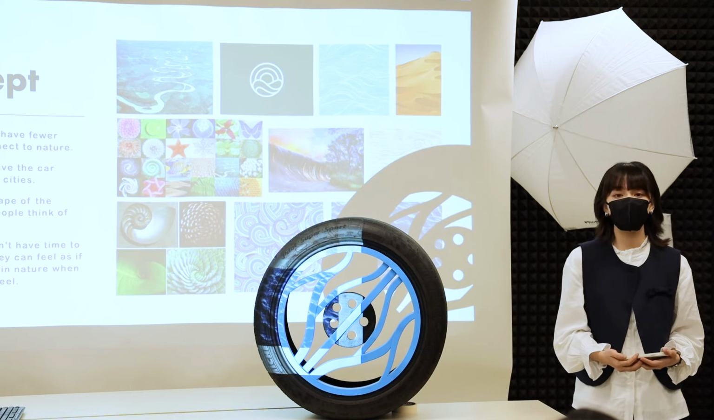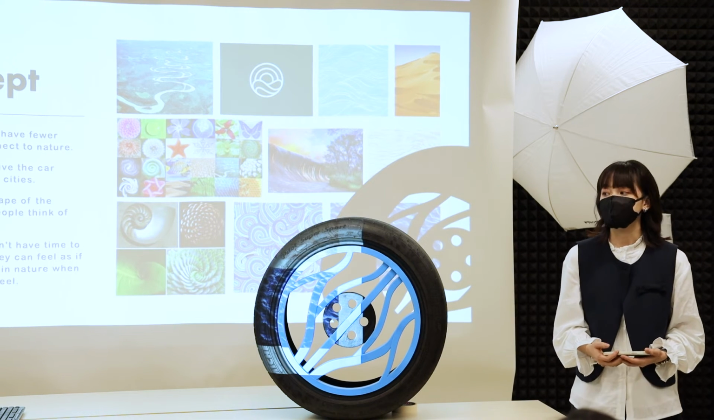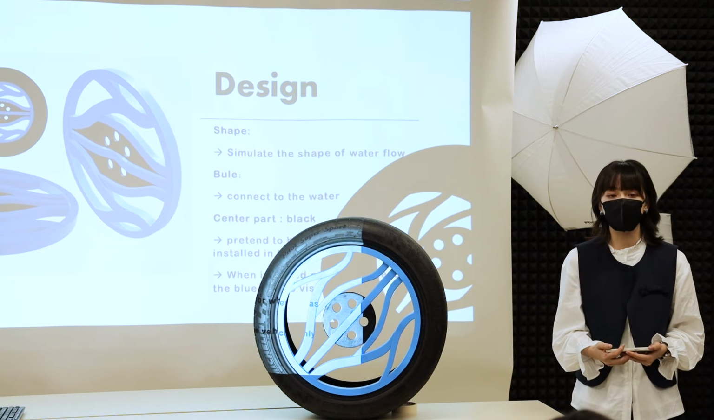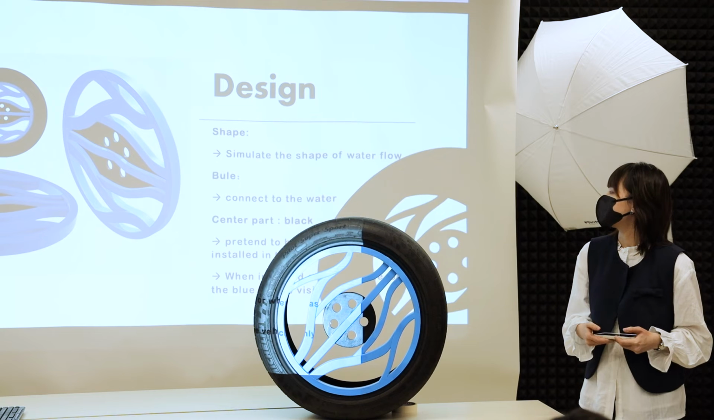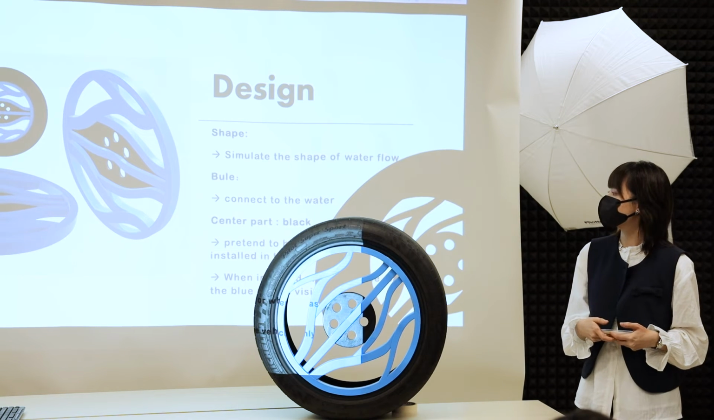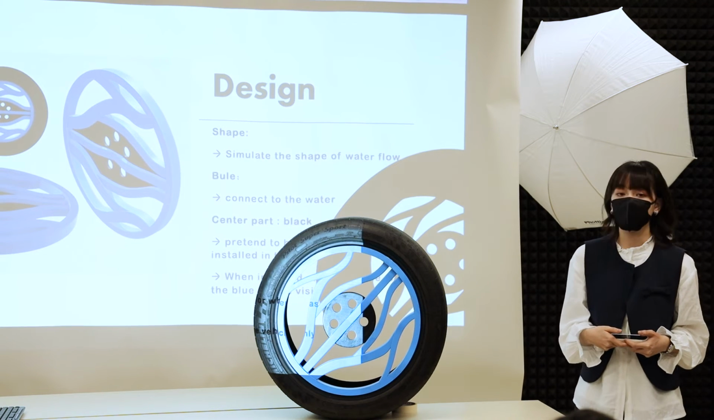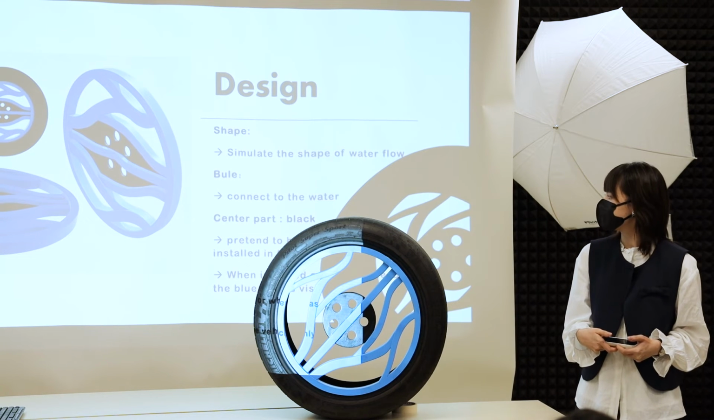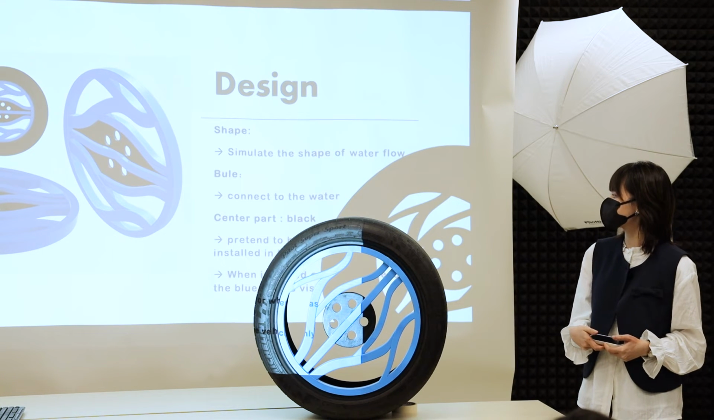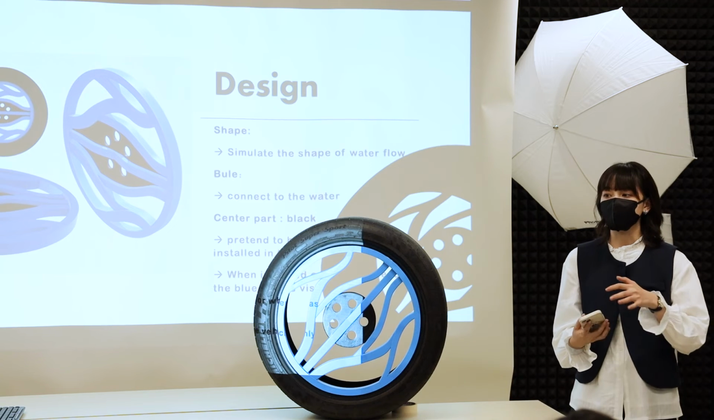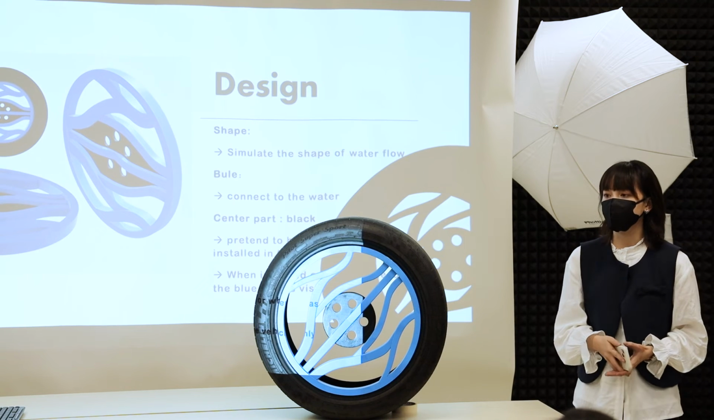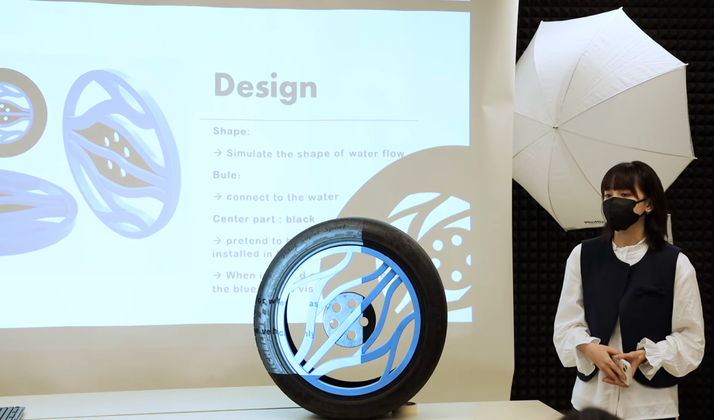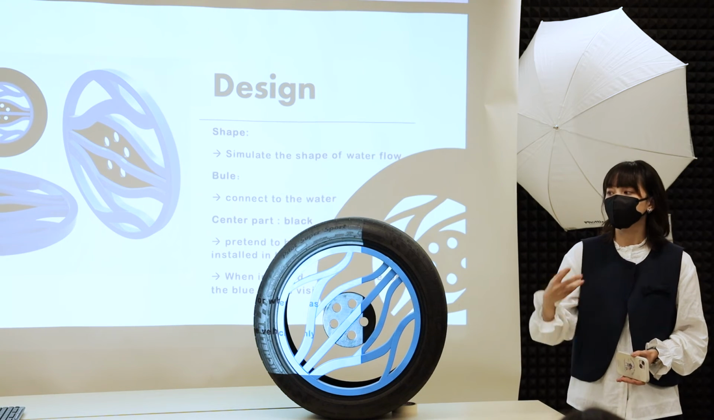And these are the reference photos of my design. And next. And here is the final version of the design. The shape is similar to water flow. And I chose the blue color because I want to connect to the water again. And the center part is black because when the wheel is put on the car, people can just see the blue part. And when the wheel is moving, it looks like water flow.